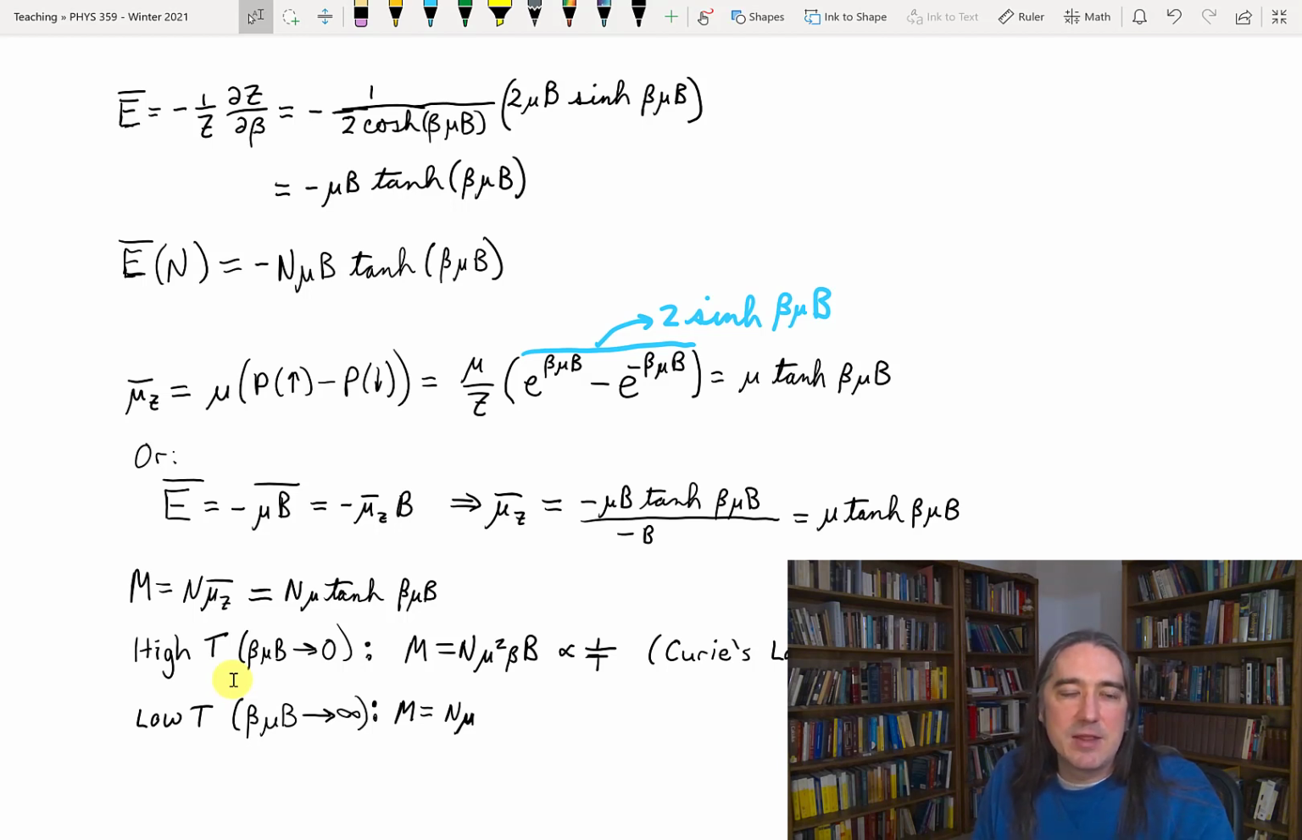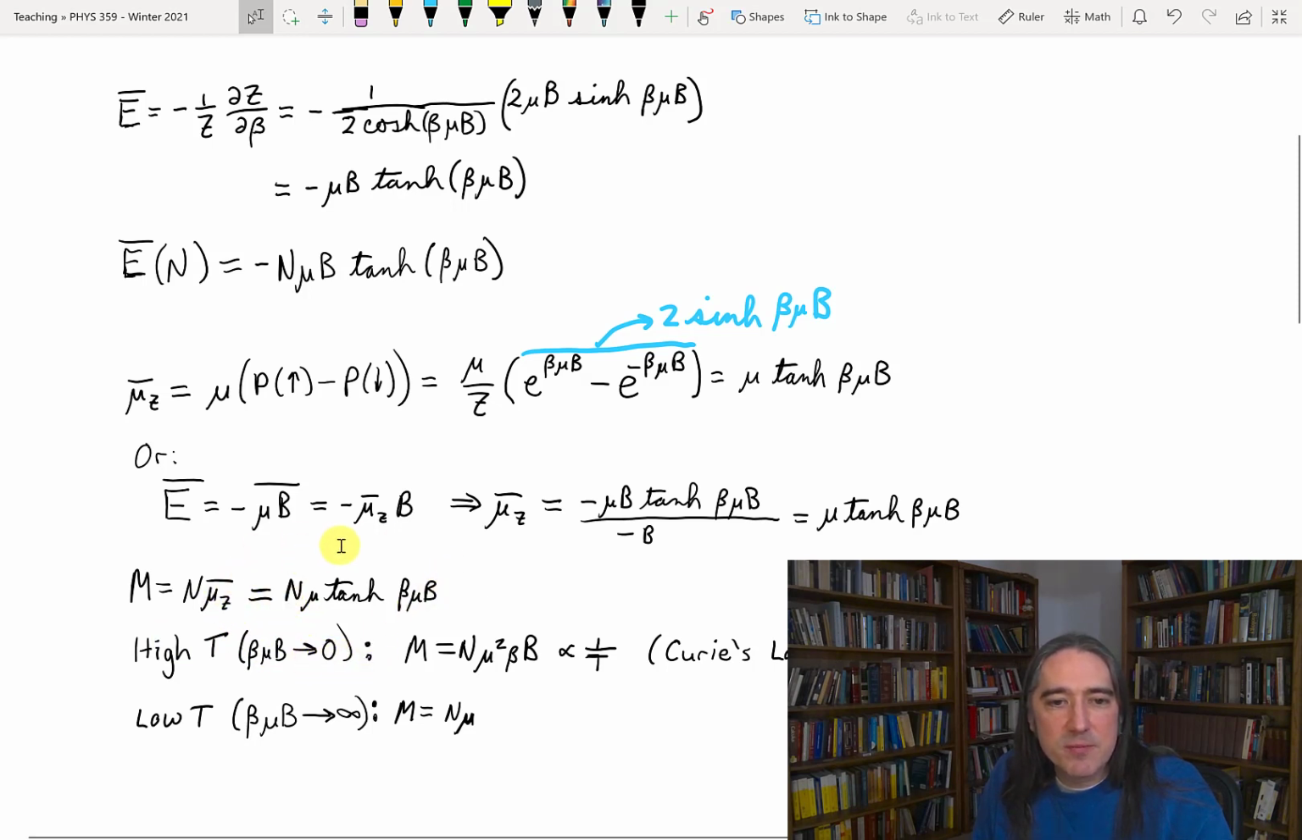And the payoff of that is that when I take beta times mu b, right? That's mu b over kT. This will be very small. So now I've got a small dimensionless parameter. Now it makes sense to say high T. So what do I mean by high T? I mean beta mu b goes to 0.